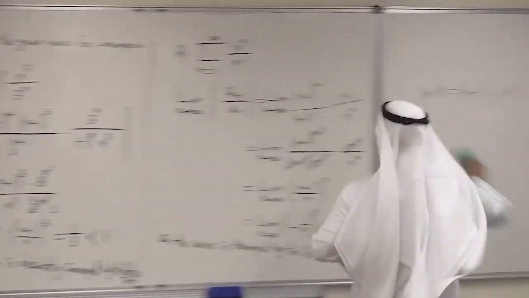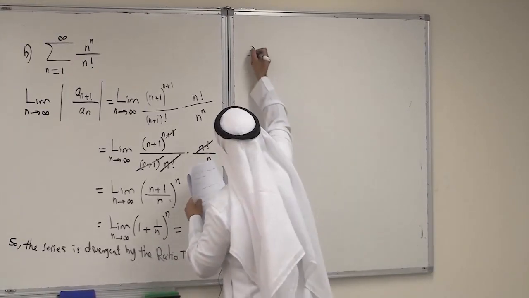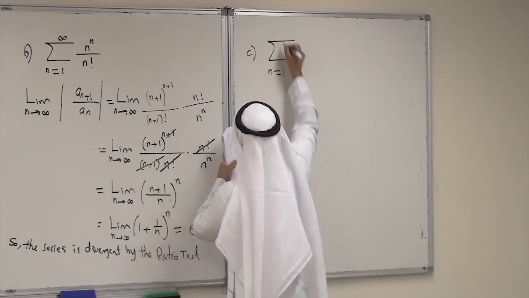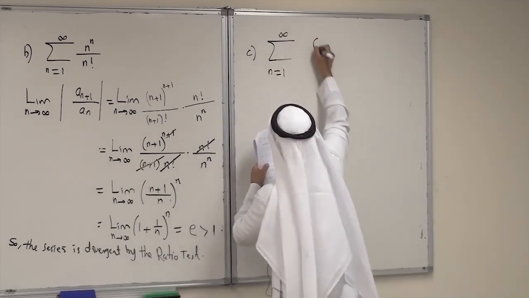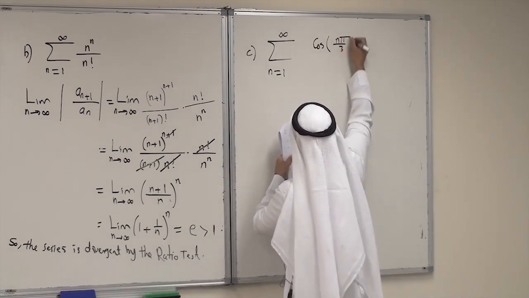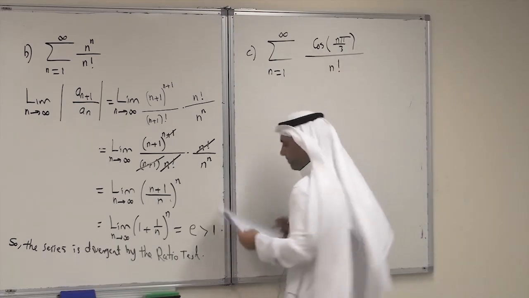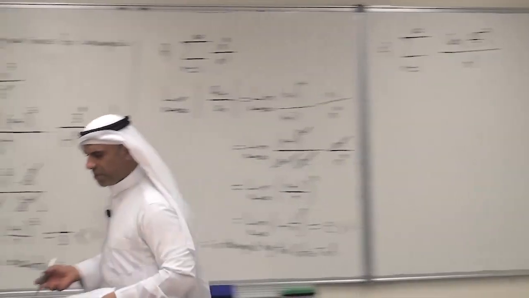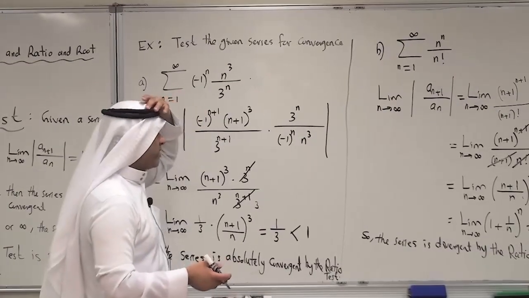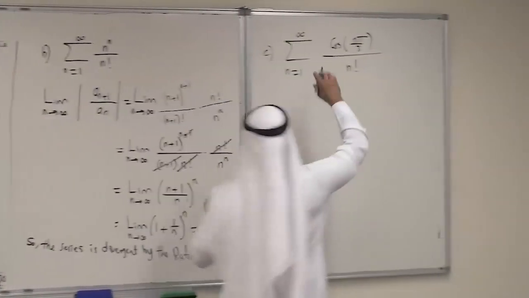And the next exercise is, call it part C. Here we have the following. We have the summation, n equal to 1 up to infinity, of cosine of n pi over 3, all over n factorial. Is it convergent, conditionally convergent, or divergent? That's the question. Investigate the convergence of the series. Test the series for convergence. All these are equivalent.